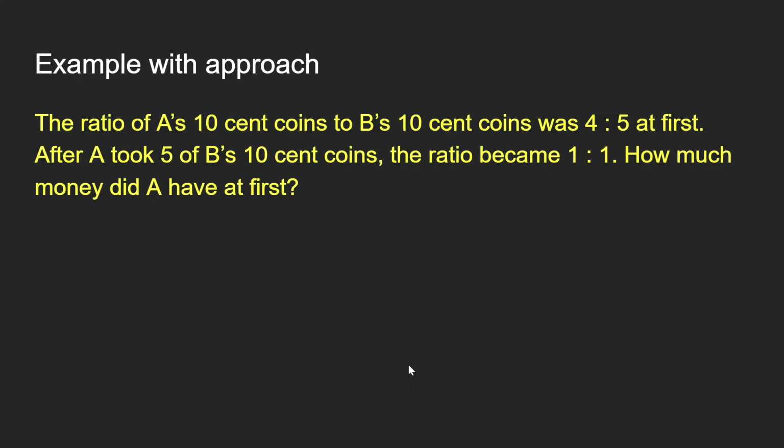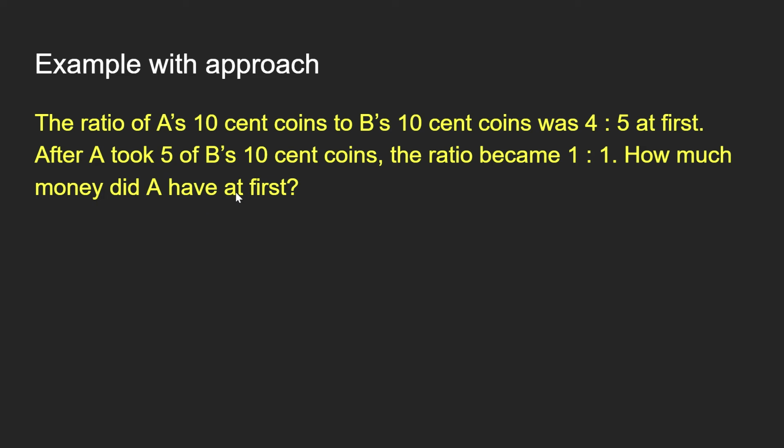So again, let's look at another example. The ratio of A's 10-cent coins to B's 10-cent coins was 4:5 at first. After A took 5 of B's 10-cent coins, the ratio became 1:1. How much money did A have at first? So actually the end part is a bit more complicated because we need to multiply it by the value of the 10-cent coins.